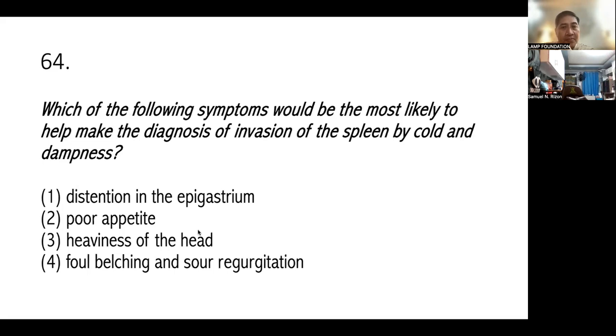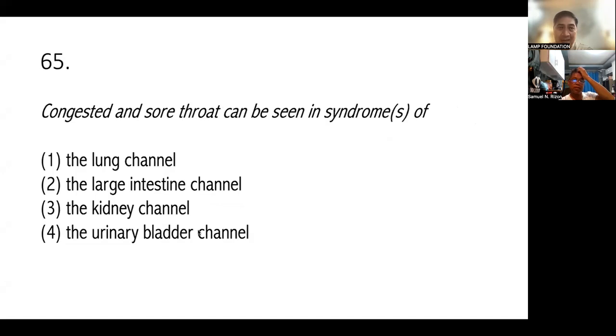Which of the following symptoms would be the most likely to help make the diagnosis of invasion of the spleen by cold and dampness? My answer here is letter A, distension in the epigastrium, poor appetite, heaviness of the head. So 1, 2, 3. So it is letter A. Okay, why not foul belching and regurgitation? Because belching and regurgitation is an invasion of stomach by cold. Okay, very good. Stomach. 65.